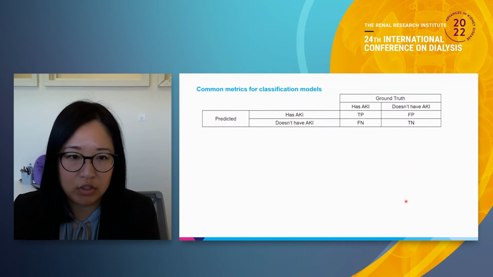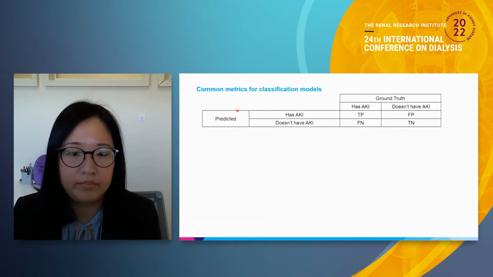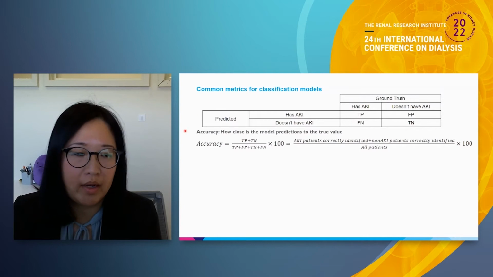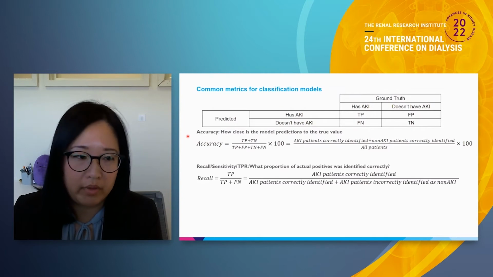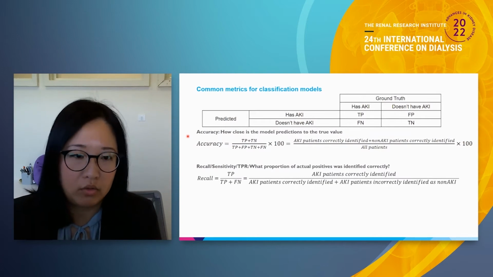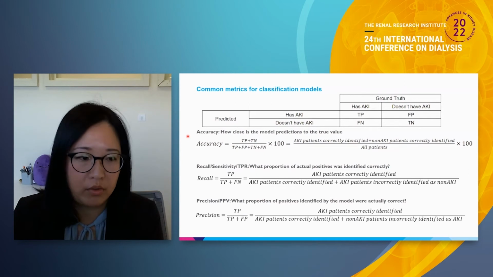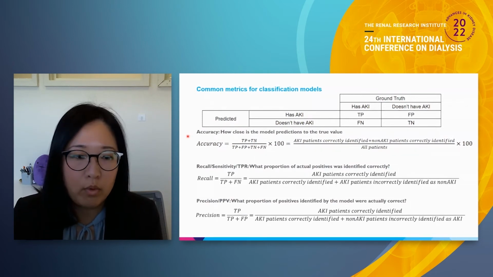Moving on to classification models, here you have a confusion matrix, which is made up of differences between the ground truth and the predicted truth. And this is just a simple 2x2 table. And using this 2x2 table, you can identify metrics such as accuracy, how close is the model prediction to the true value; recall, or what we commonly call sensitivity or the true positive rate, what proportion of actual positives are identified correctly; and lastly, precision, also known as positive predictive value, what proportion of positives identified by the model were actually correct.